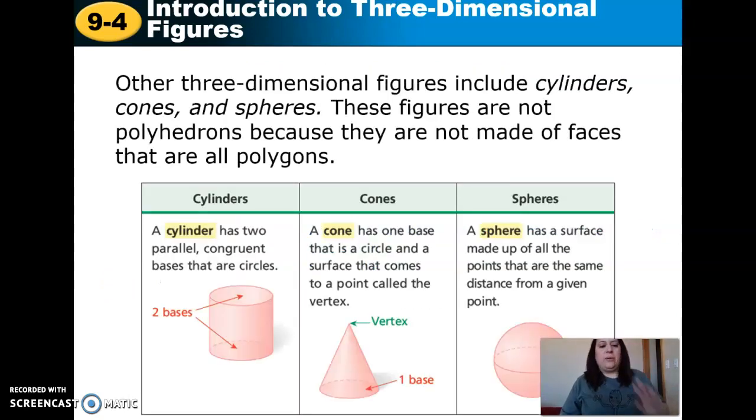Okay, so now we're going to move on to another type of three-dimensional figures. These are not polyhedrons.